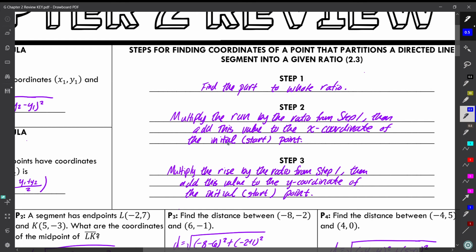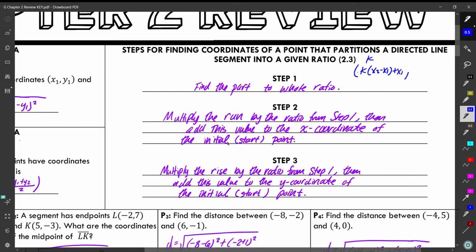So you remember, if you're using that formula, I'll write that down for you real quick. If your ratio is represented by the letter k, then you'll have that k multiplied by your run, which is x2 minus x1. Then remember, our next step was to add that to the initial point x1. All right, that altogether gives you your x coordinate of that point.